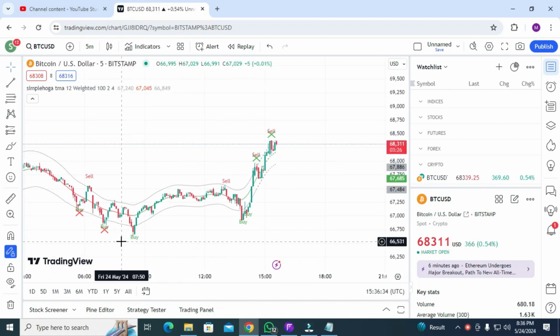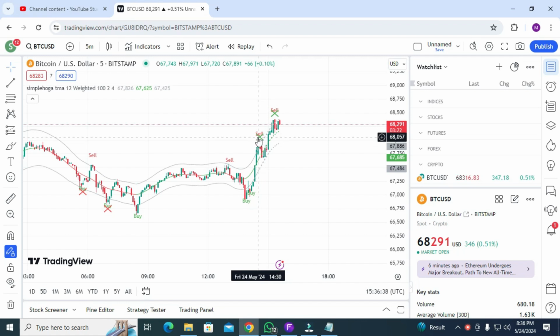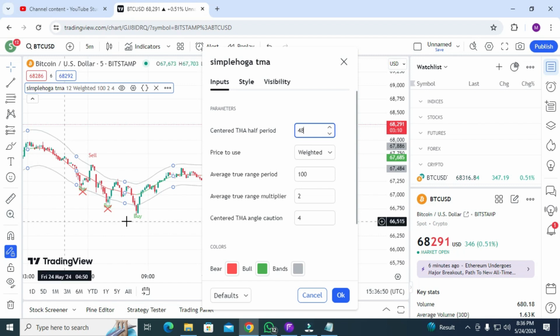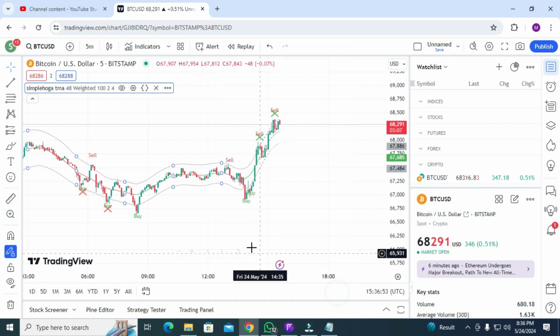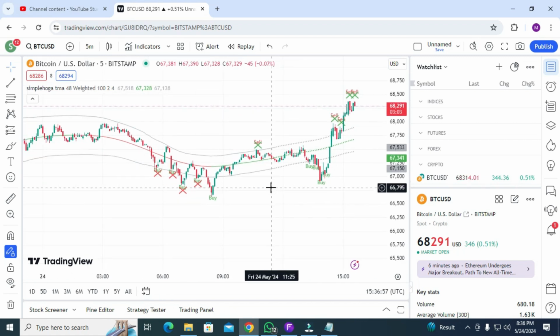Here are a lot of buy and sell signals, but there is our signal with the cross. With the cross means do not go for the sell trade. Okay, I will do some changes here. Just go to settings and it should be 48. Okay, and then see the magic, it will give you awesome results. Now you can see these are the buy signals and perfect buy trades.